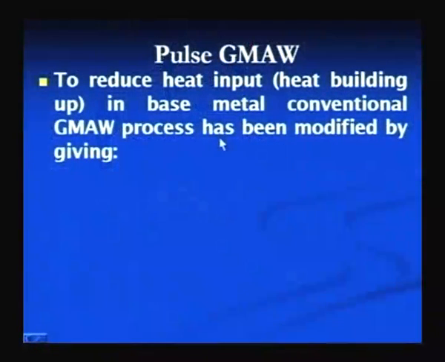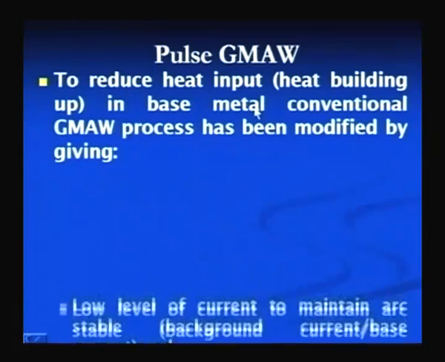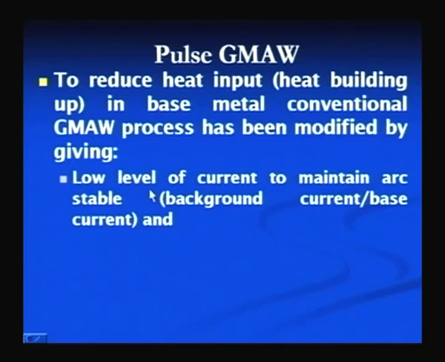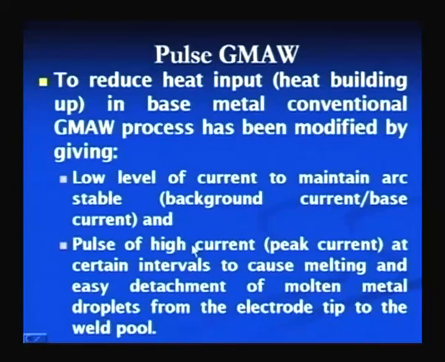In order to reduce the building up of heat, or reduce the heat input to the base metal, some modification in the conventional gas metal arc welding process has been made, and one variant of such process is the pulse gas metal arc welding process. In this process, two levels of current are supplied during the welding. One level of current is known as the background current or the base current. This is a very low level of current, and it is set in such a way that the arc is just maintained and it is stable. On the other hand, high pulses of high current are supplied, which help to melt the base metal, and also help to detach the molten metal droplets from the tip of the electrode.